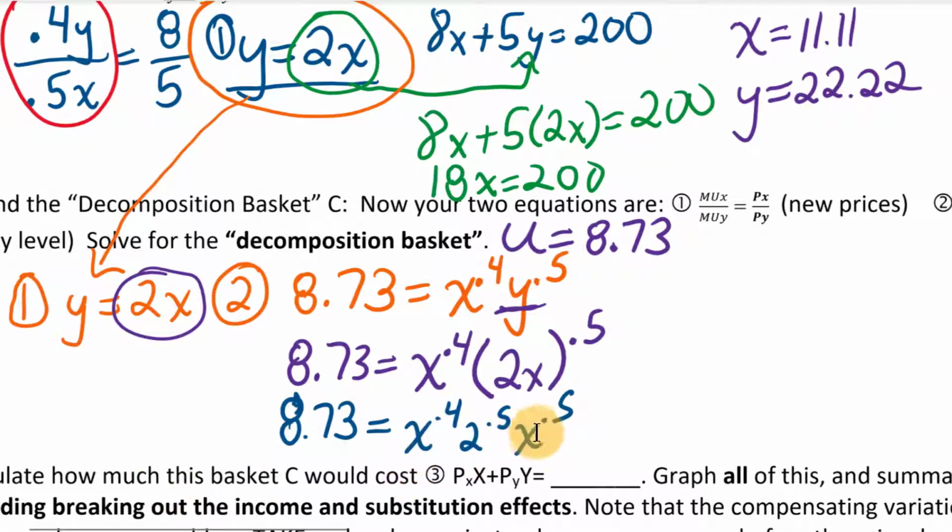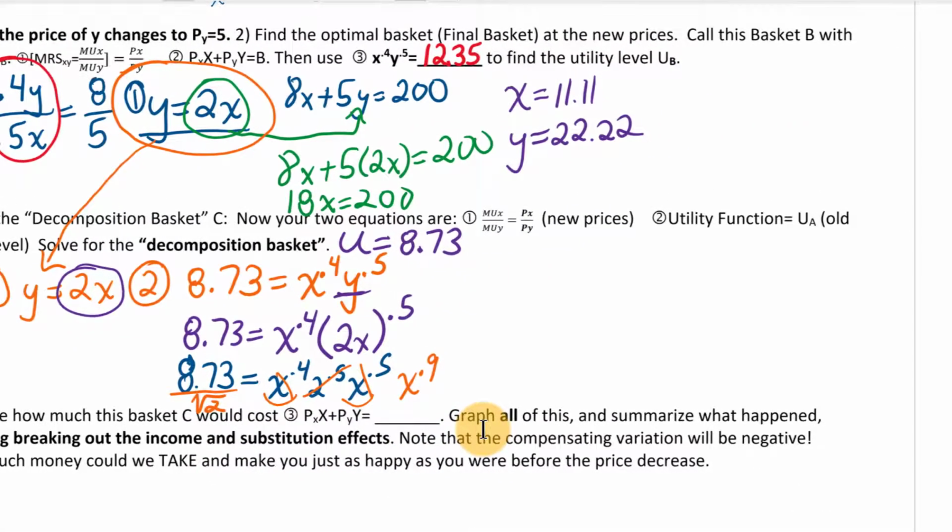And now we're going to want to collect those two x's by adding the exponents, and we're going to want to divide both sides by the square root of 2, 2 to the 0.5. And so when we do that, let me just make a little notation over here. We're going to divide that by the square root of 2, which is the same as 2 to the 0.5. It'll cancel on the right-hand side. And then when we collect those, we'll end up with x to the 0.9. We're getting close. x to the 0.9 equals whatever 8.73 divided by the square root of 2 is.